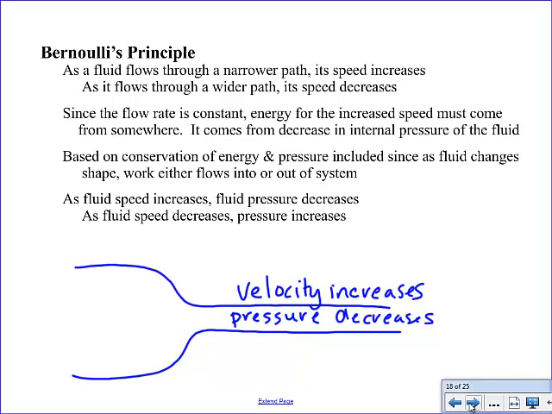Based on the conservation of energy and pressure included, since a fluid changes shape, work either flows into or out of the system. And again, the bottom line is, as the fluid speed increases, the pressure decreases, and as the fluid speed decreases, the pressure increases. So here, where the diameter is wider, the velocity is going to be lower, and the pressure is going to be higher, which is kind of counterintuitive.